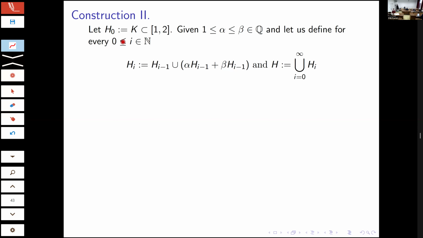Why do I do that? Because it's easier to see that if you have an H0 and you take alpha times H0 plus beta times H0, then it is in another interval, so basically disjoint. But as we assume linear independence, it will come without this extra assumption of bigger than 1.